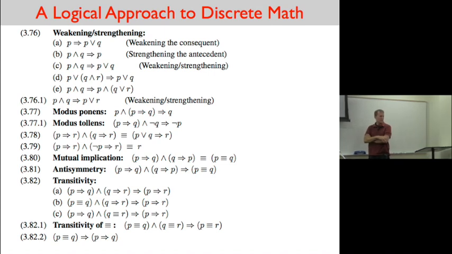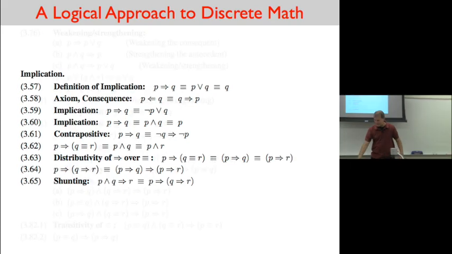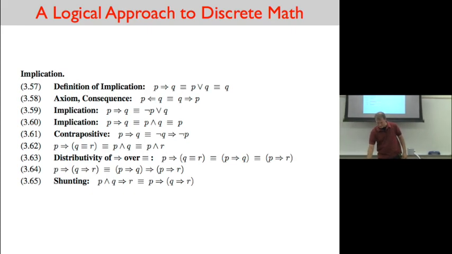Do we have time to do a proof? 40 seconds? Quick proof. You want to do a quick proof, or shall we end early? A 40-second proof. How about proof of 3.62? It's a short one.